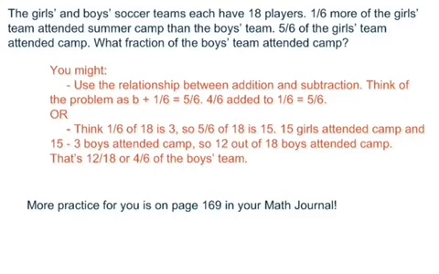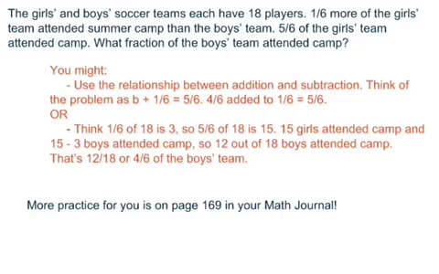Here you go. A couple things you might have done. You might have used the relationship between addition and subtraction, thinking of the problem as b, or some variable letter, right, plus 1/6 equals 5/6. We don't know what that amount is yet, but I can think about that and say, well, I know 4/6 added to 1/6 is going to equal 5/6, so the amount that I'm looking for is the 4/6, right? I could think of 1/6 of 18 as 3, right? So if that's true, then 5/6 of 18 would be 15.